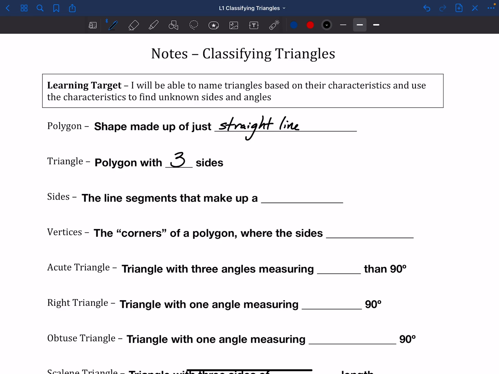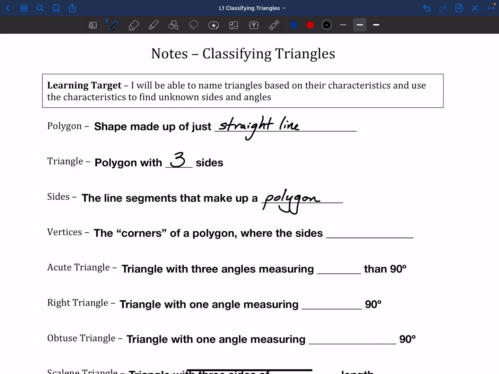We have the sides. The sides are the line segments that make up a polygon. So obviously we have sides of a shape, it's just what you would think it is. What you might not have run into before are these things called vertices. We're going to be talking about vertices, and the singular, if you're talking about just one of them, is called a vertex.